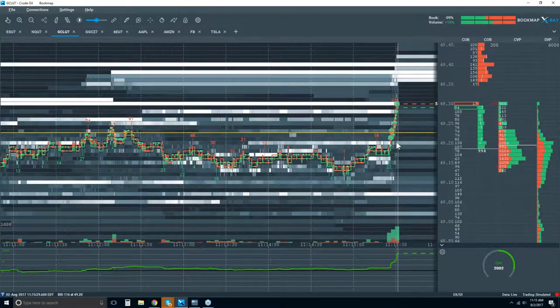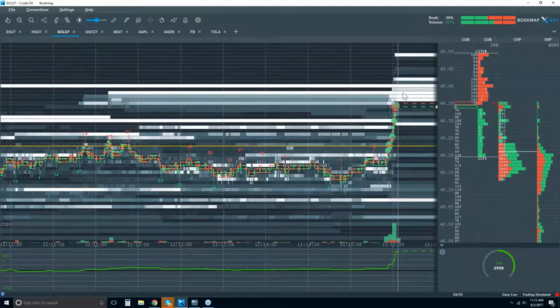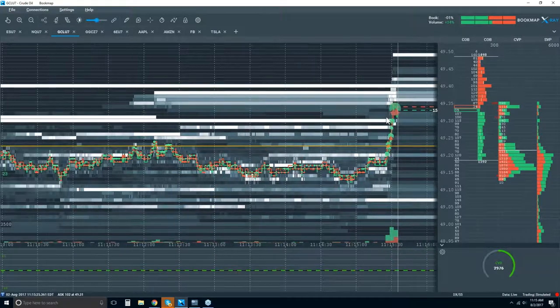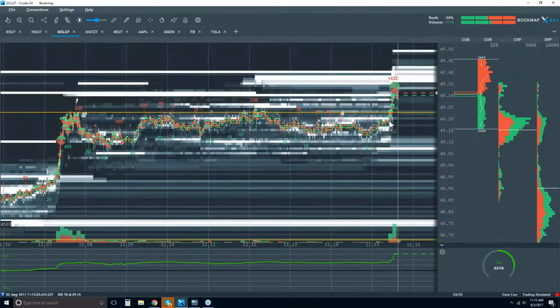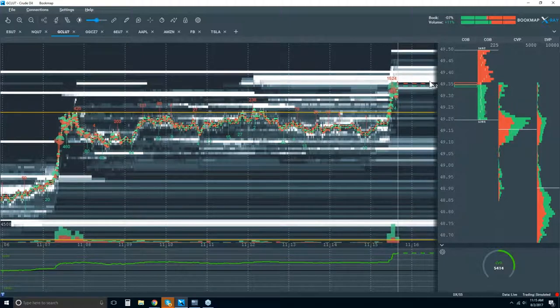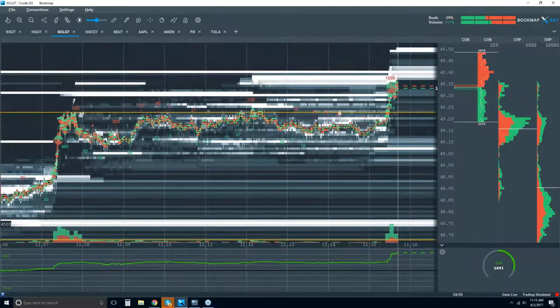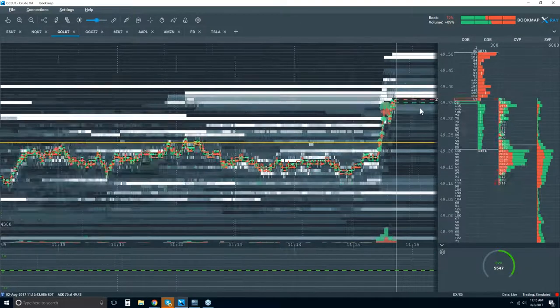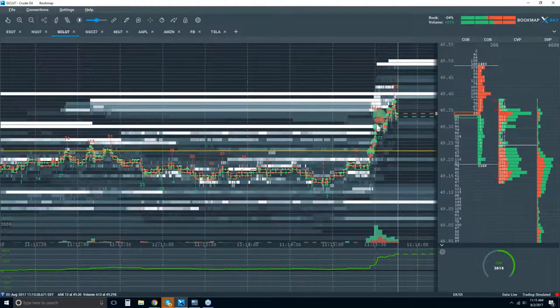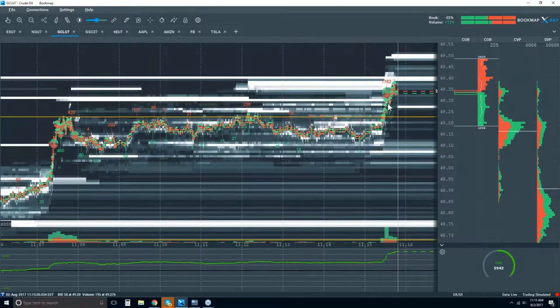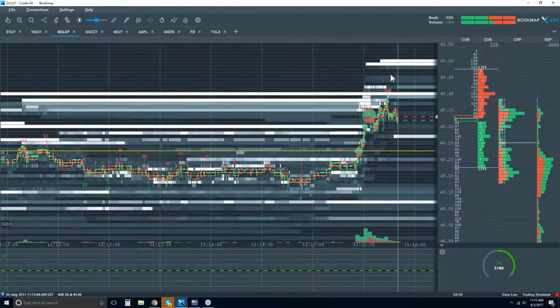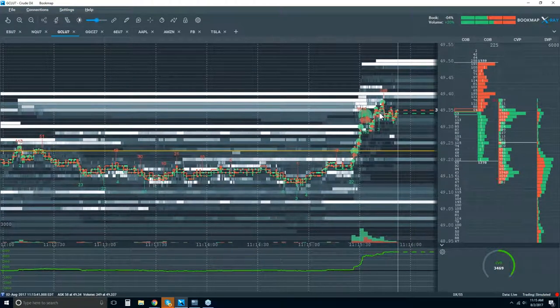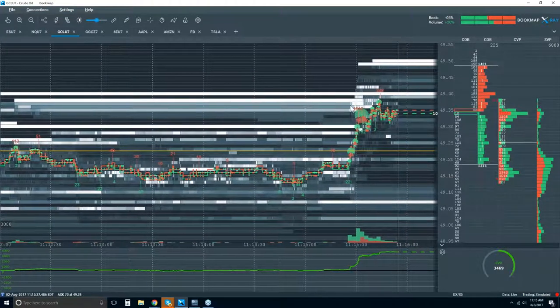We already got our retest of it, and we're off to the races here, up to our 49. Well, up to that high liquidity, 49.35 to 49.40. That's exactly where we went. That's why we stopped there. Now that we're seeing a little bit of a rotation, we understand that was the target.